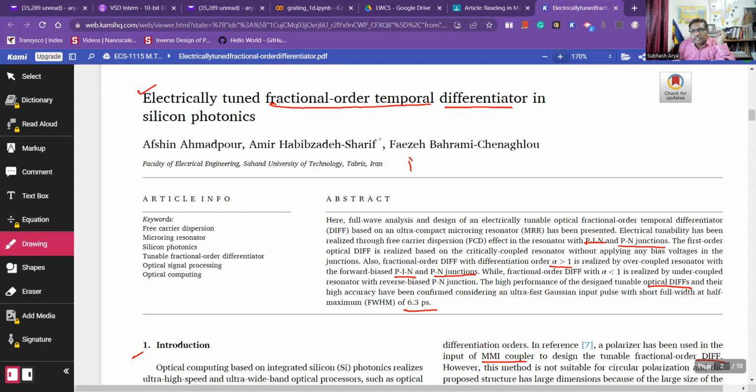So first circuit is this micro ring resonator, and this micro resonator consists of PN, PIN and PN junctions. The first order optical differentiator is realized based on the critically coupled resonator without applying any bias voltage. So critically coupled resonator without bias voltage on the junction. Okay, so first it is without bias.